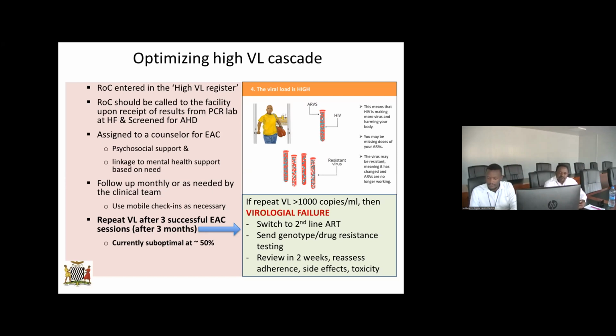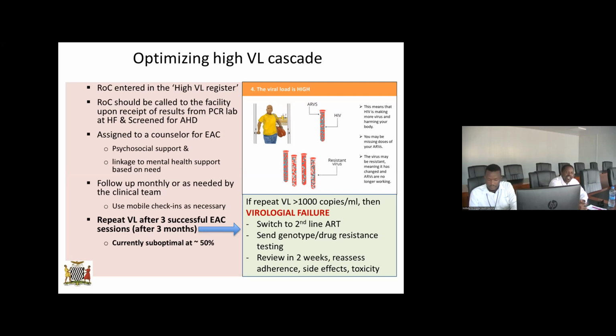And then we follow up monthly as needed by the clinical team for 3 months. And once we are satisfied with the adherence, we do a check viral load. Just to say that we should be flexible in the follow-up. If we have seen a client, we need check-ins every 2 weeks or every week. Feel free to use that phone call to call the client and do a check-in on how they are doing with adherence. And then, of course, have them come to the facility on a monthly basis.